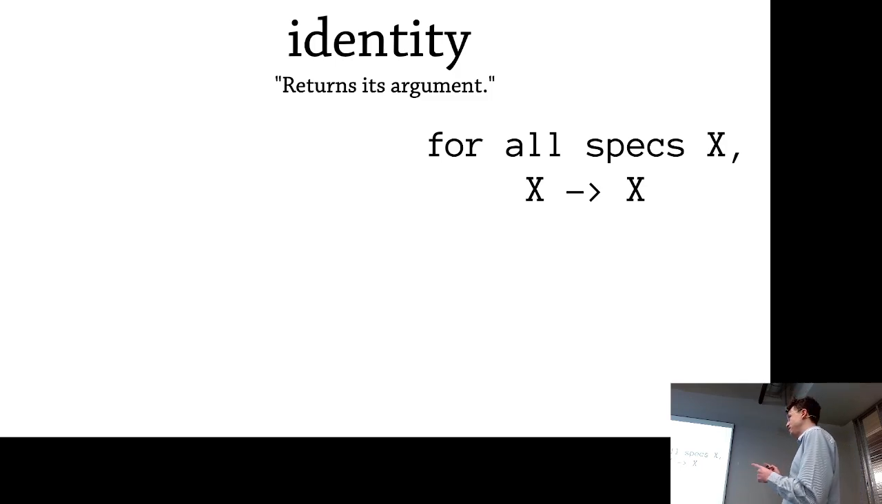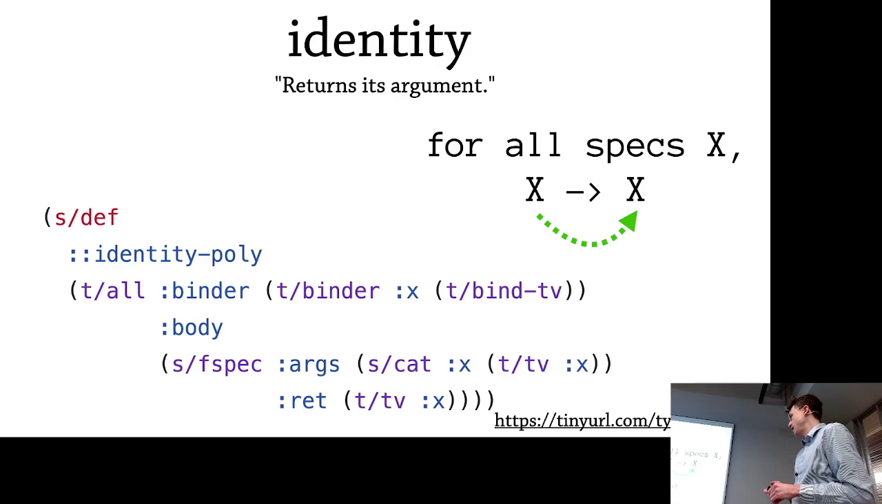So again, this is the pseudocode for the spec for all specs X, X to X, and here's the data flow. And then here's the spec for identity that actually checks whether it returns this argument. And if you want to check out this library, it's at tinyurl.com/type-clj-spec, or check it out at the type Clojure GitHub page.